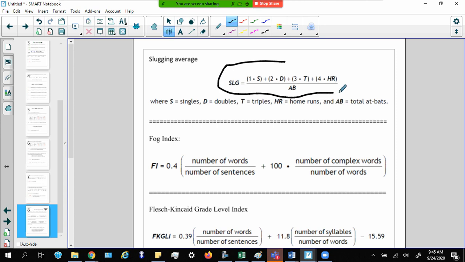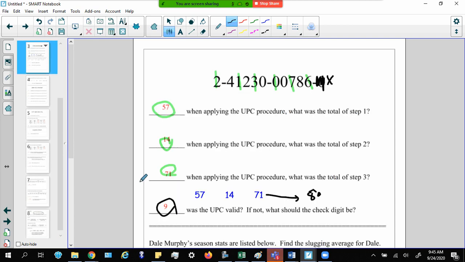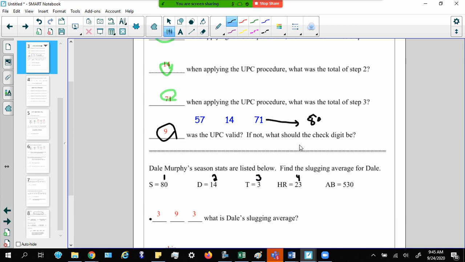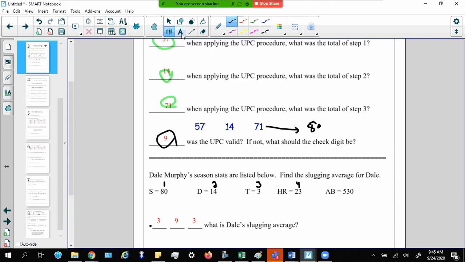Now we've done this several times before. Remember, singles get multiplied by 1, doubles times 2, triples times 3, home runs by 4. So to save a little bit of time, I'm just going to put singles times 1, doubles times 2, triples times 3, and lastly, home runs by 4. That just makes life a little easier. Save yourself a little bit of space and time.